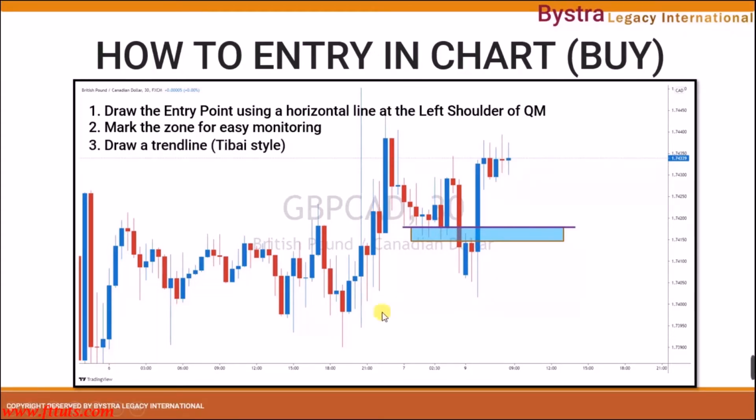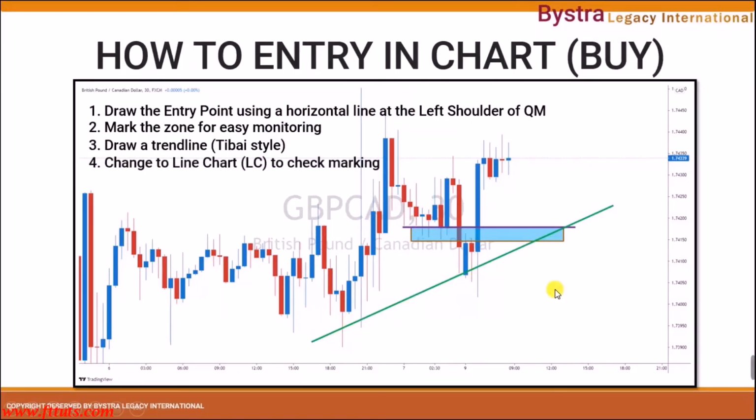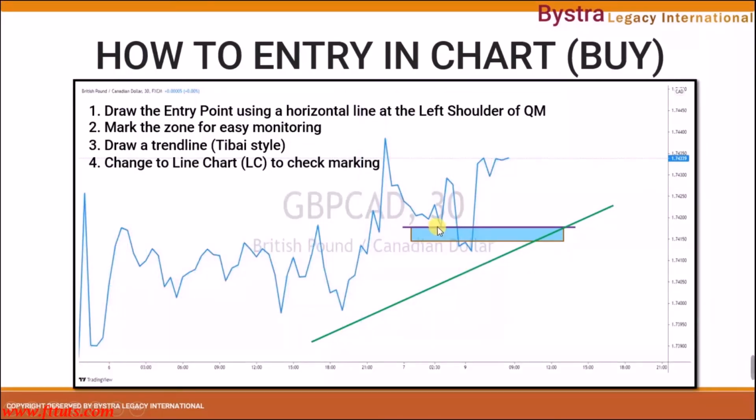Thirdly, then we can draw the trend line. For the trend line, we can just use the T-bar style. It doesn't have to be accurate. It doesn't have to be from a specific point, just as a confluence of price, you see. So this is the first drive, second drive as a confluence. Then the fourth one, we change to line chart. Here we go, so our marking is correct. This is the low, high, lower low. And now we anticipate that price will come back within this confluence area and not after this trend line area here or any further.